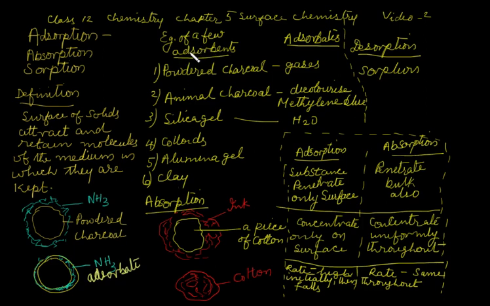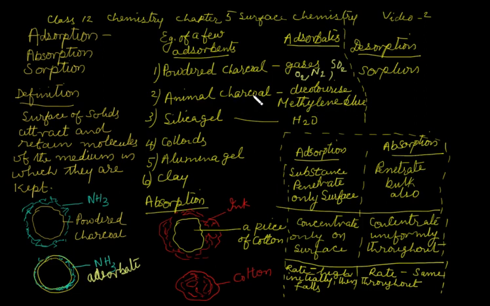There are a large number of examples for adsorbents. Powdered charcoal can adsorb many gases, say for example oxygen, nitrogen, ammonia we have already shown, then sulfur dioxide and the like. Whereas animal charcoal, when this is added to a solution containing methylene blue, it gets decolorized. The particles responsible for the blue color is adsorbed on the animal charcoal pieces and the solution turns colorless.